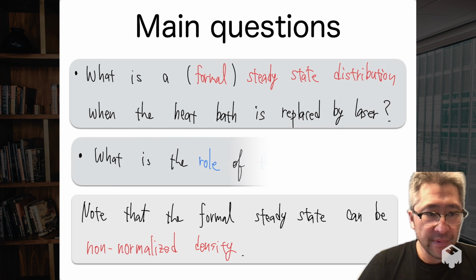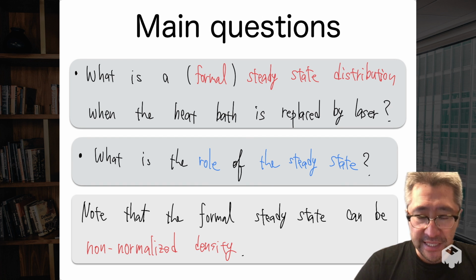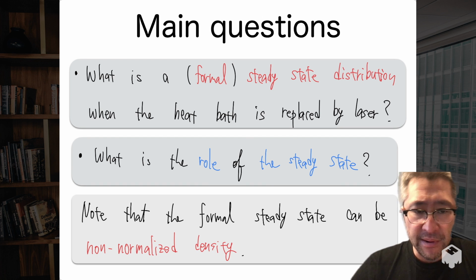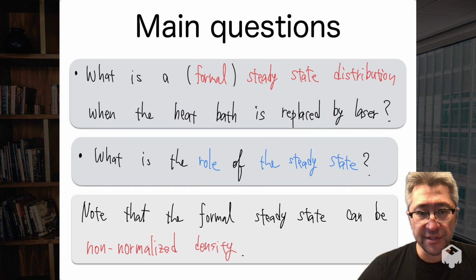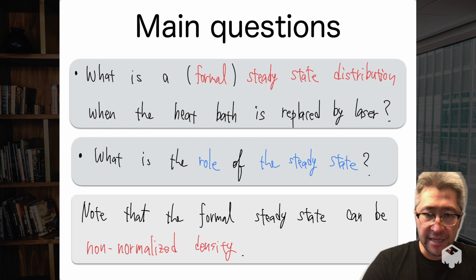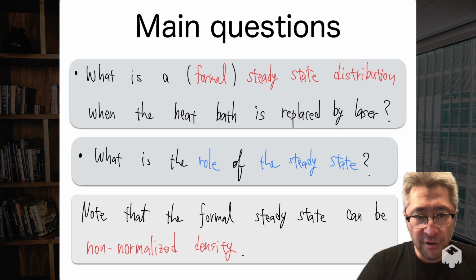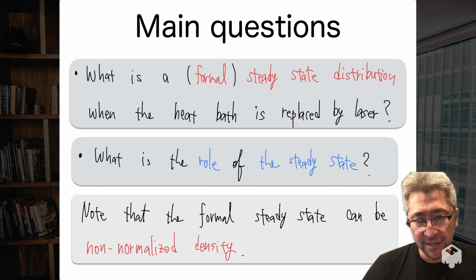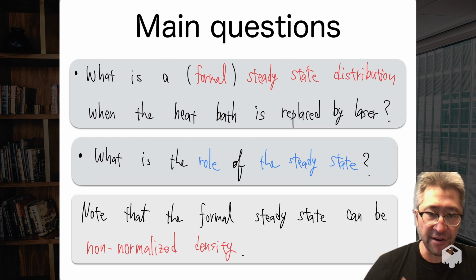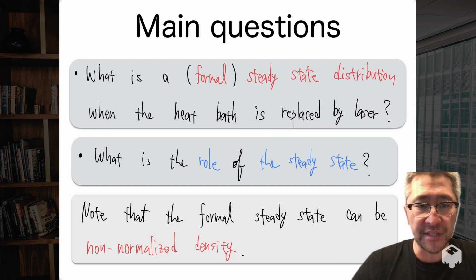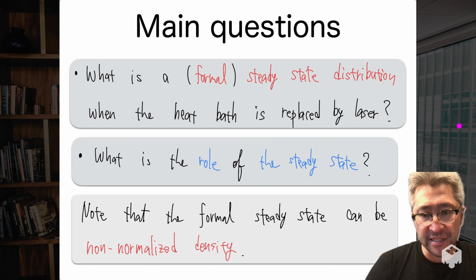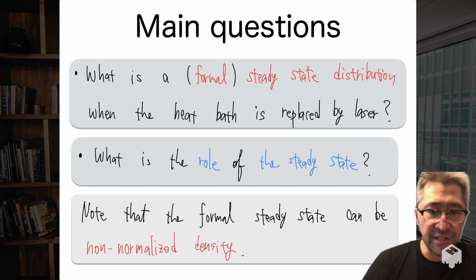And next, what is the role of the steady state? In equilibrium, the equilibrium distribution describes the macroscopic properties, but here it is just a formal steady state, so this is not an equilibrium state, but a non-equilibrium, non-stationary process. So what is the role of this steady state is a non-trivial question.